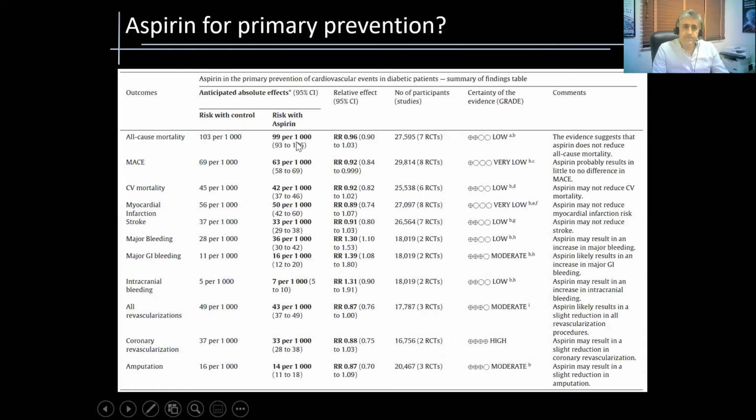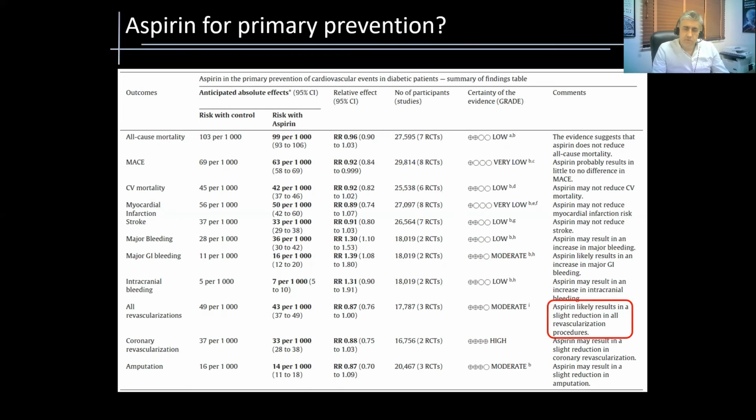bleeding. And this is a nice review of all related trials of aspirin for primary prevention and several outcomes here: all-cause mortality, MACE, cardiovascular mortality, etc. So what does this meta-analysis show? Again, not really good, not really optimistic things about aspirin for primary prevention. You see that aspirin does not reduce all-cause mortality, makes little to no difference in MACE, may not reduce CV mortality, may not reduce myocardial infarction risk, may not reduce stroke, may result in an increase in major bleeding, likely results in an increase in major GI bleeding, may result in an increase in intracranial bleeding.